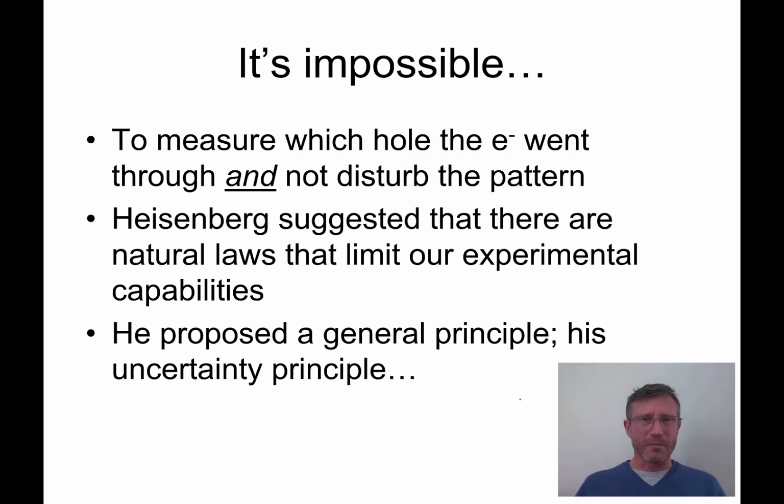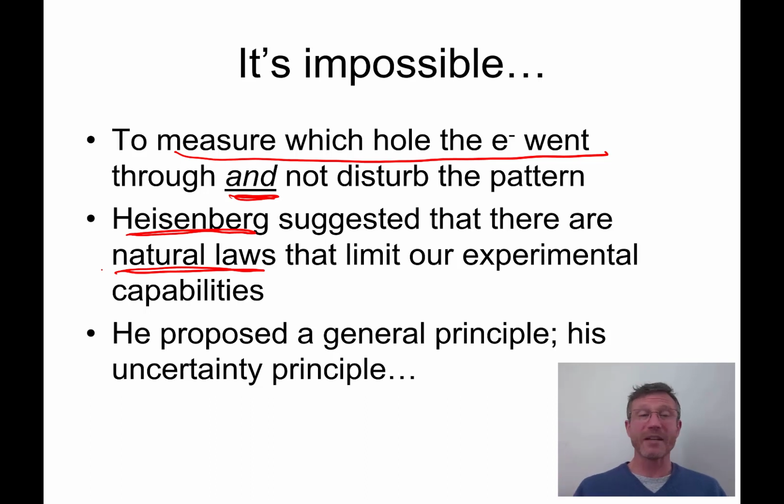So, a few summary statements here. It's impossible to measure which hole the electron went through and at the same time not disturb this interference pattern. Absolutely impossible. Heisenberg suggested that there are these natural laws in the universe that limit our ability to do experiments. We can't keep going smaller and smaller and start to understand what's going on. Subatomic particles and quarks, string theory becomes difficult. We have reached our limits often, and we're not always going to be able to go smaller and smaller.